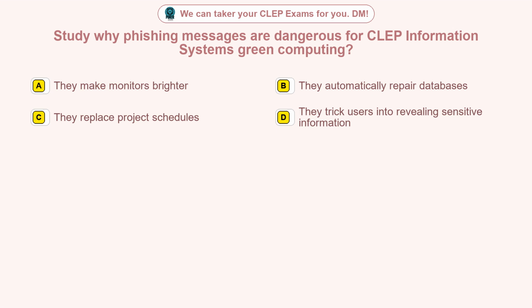Question 45. Study why phishing messages are dangerous for CLEP Information Systems green computing. Option A. They make monitors brighter. Option B. They automatically repair databases. Option C. They replace project schedules. Option D. They trick users into revealing sensitive information. The correct answer is option D. They trick users into revealing sensitive information.